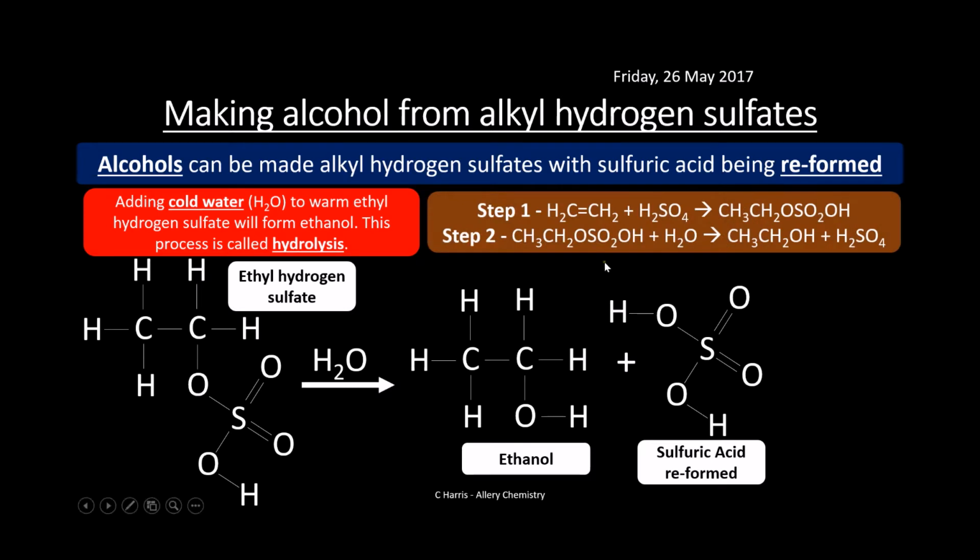So like I say, the first step is the alkene adds that sulfuric acid, and you form your ethyl hydrogen sulfate, which is this molecule here. Then we use that ethyl hydrogen sulfate, react it with water, and we form our ethanol, and sulfuric acid is reformed again. So it's been used up here and reformed here. That's a classic sign of a catalyst.